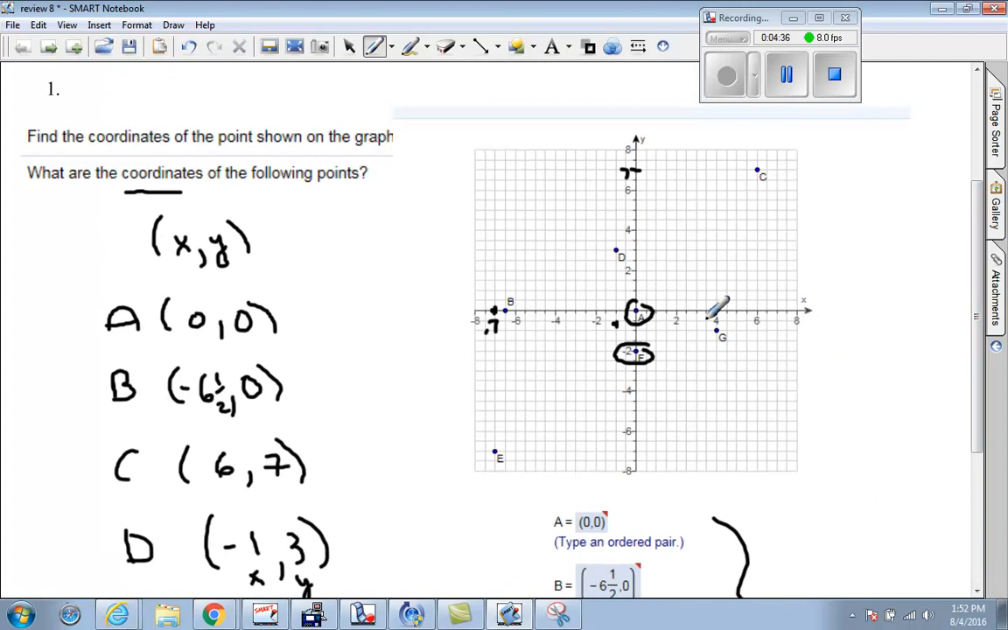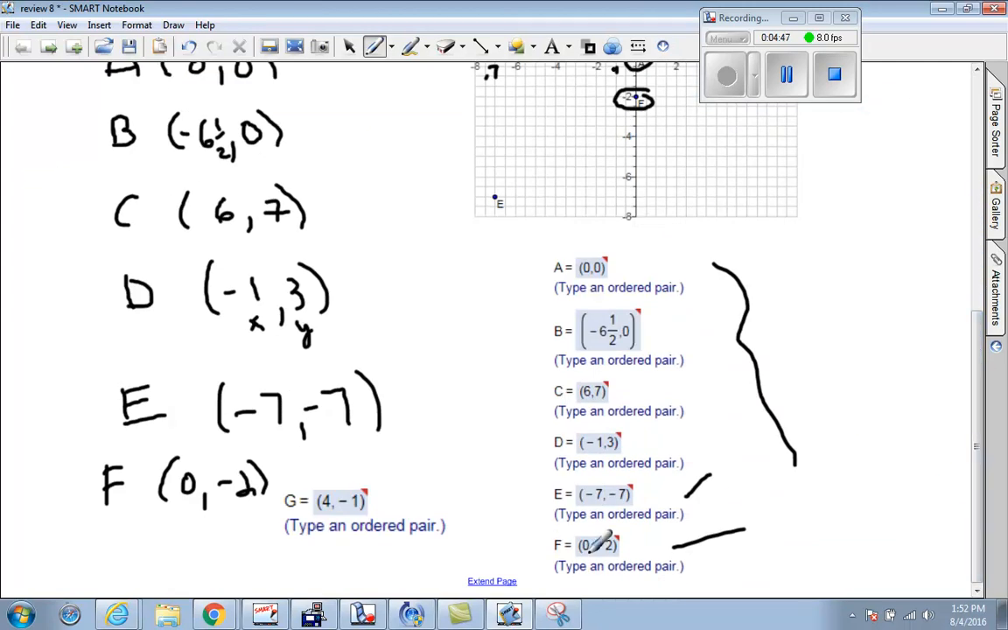If you think about point G, you're over 4 in the x direction, and down, the tick mark would have you there at 1, and down 1. So 4, -1 would make total sense for point G.